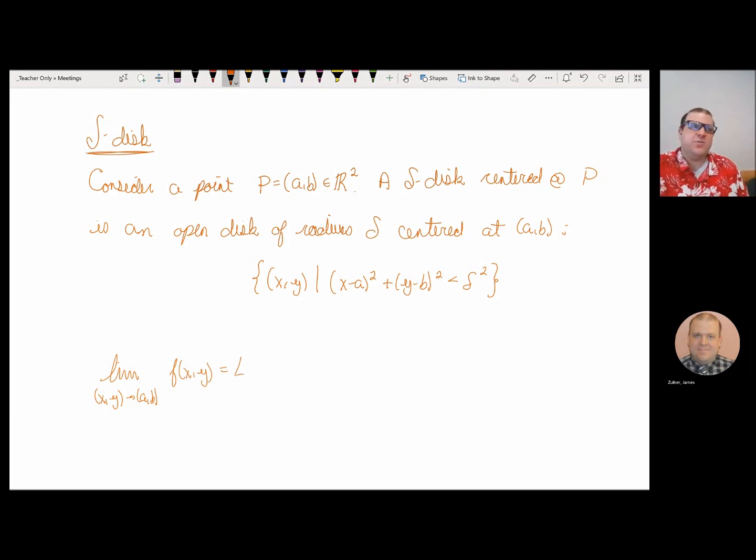Okay, if you take the limit of a two-variable function, you're going to get a value. It's going to be some number, or possibly not exist. For all epsilon greater than 0, there exists a delta greater than 0.